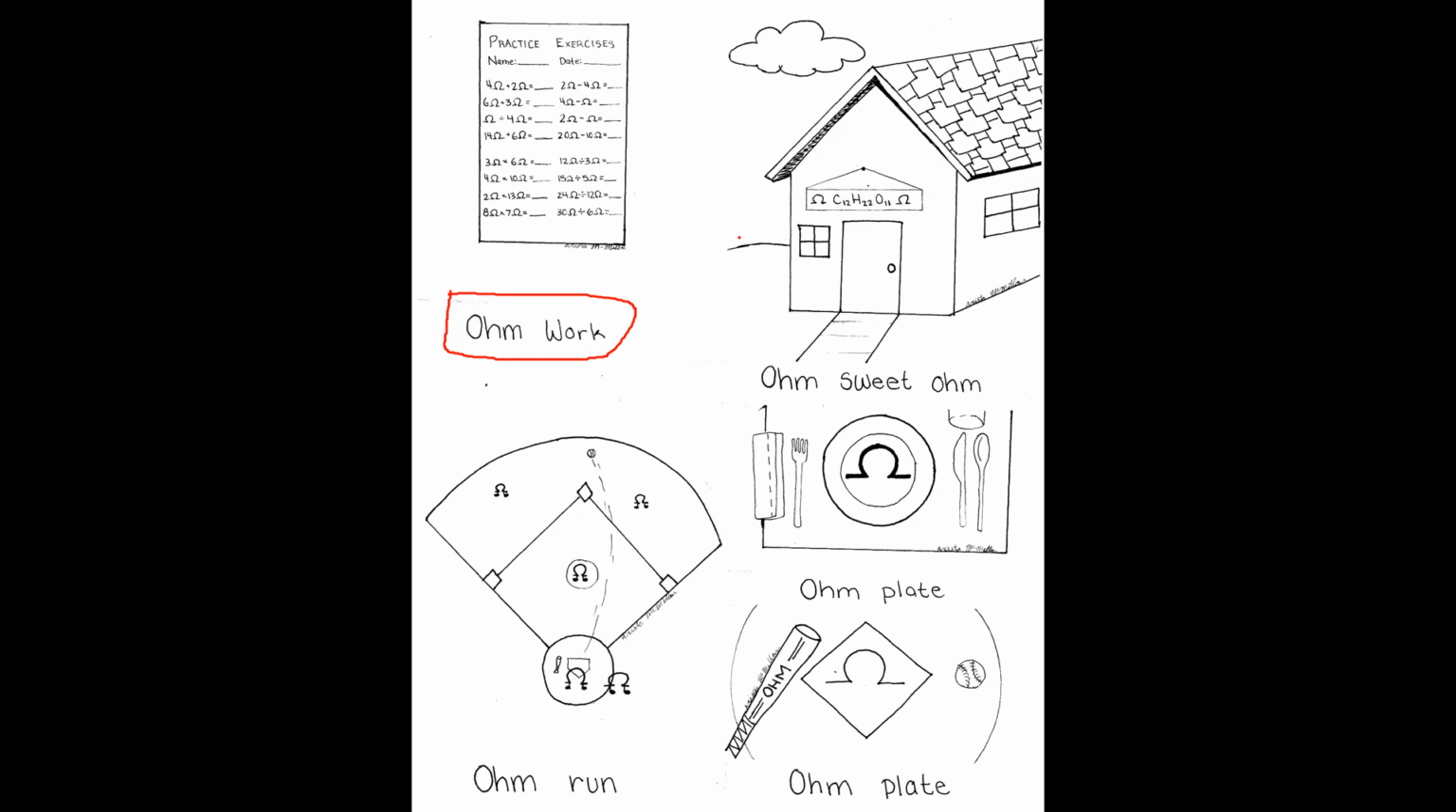Good. Oh, there's more ohms. Ohm, sweet ohm. Oh, there's sucrose, for example, a complex sugar, C12H22O11. Ohm, sweet ohm. That's good. Ohm plate. Or you could also have the baseball ohm plate. And there's an omer. Yeah, okay. Very good.